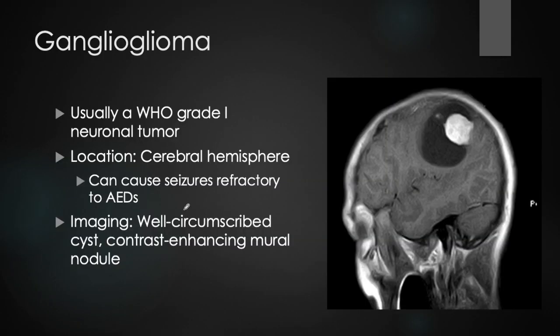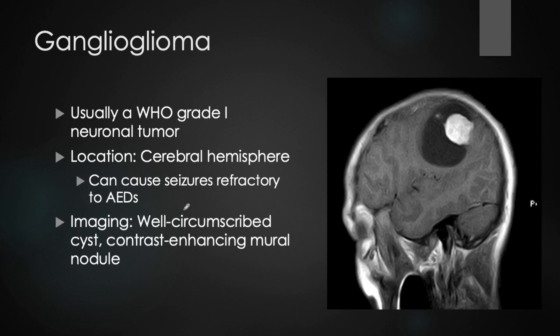Gangliogliomas are usually a WHO grade 1 neuronal tumor that occurs in children. They're commonly located in the cerebral hemispheres. Because of this, they can cause seizures that are sometimes refractory to anti-epileptic drugs, particularly when they're located in the temporal lobes. Imaging characteristics of gangliogliomas are similar to pilocytic astrocytomas.